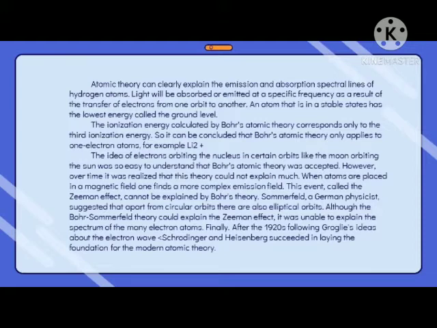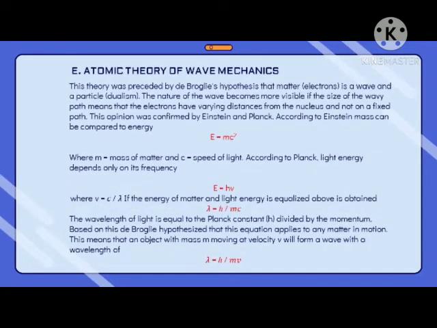Finally, after 1920, following new ideas about the electron, de Broglie, Schrödinger, and Heisenberg succeeded in laying the foundation for the modern atomic theory, the atomic theory of wave mechanics. This theory was preceded by the de Broglie hypothesis that the electron, as matter, is both a wave and a particle. The wave nature becomes more visible if the size of the wavy path means that the electrons have varying distance from the nucleus and not on a fixed path.